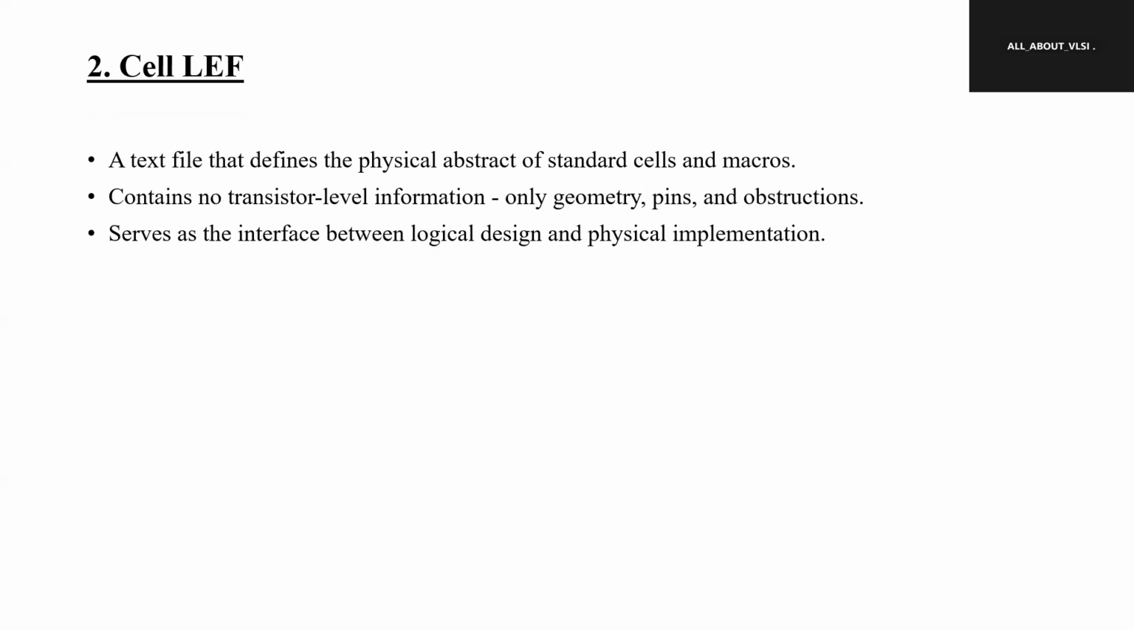What it means? Let us consider one AND gate. All the complete logical information of that AND gate is present in the netlist, right? So in the cell LEF, the complete physical information of that AND gate is present, which means the height and the width of that AND gate, the pin height, pin width, where the pin is located, and where we want to locate that AND gate.